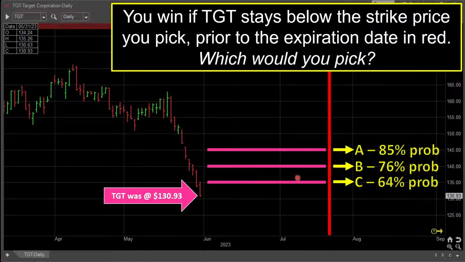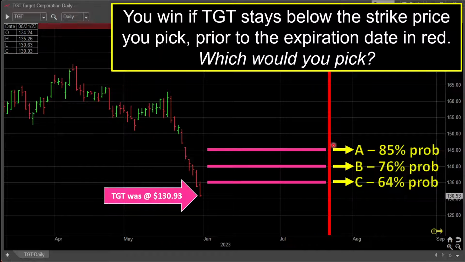And again, all these probabilities are based on is prior data of this stock. That's it. How the stock has performed in the past. If I sell a 140, I've got a 76% chance of staying below that by expiration. If I sell a 145, I have an 85% chance of staying below 145 to expiration. Now, kind of knowing what we know now, which strike would you want to pick at this point?